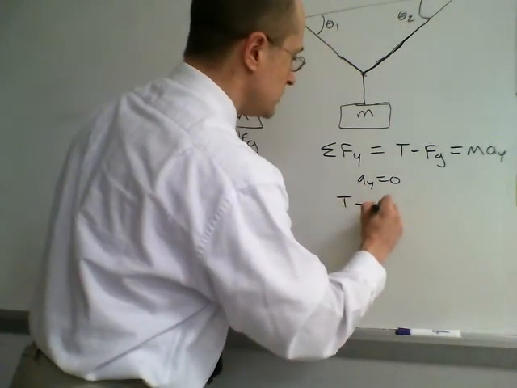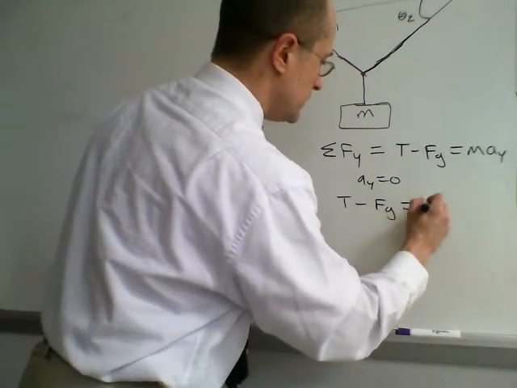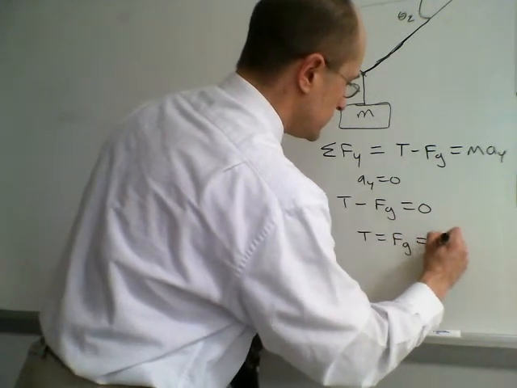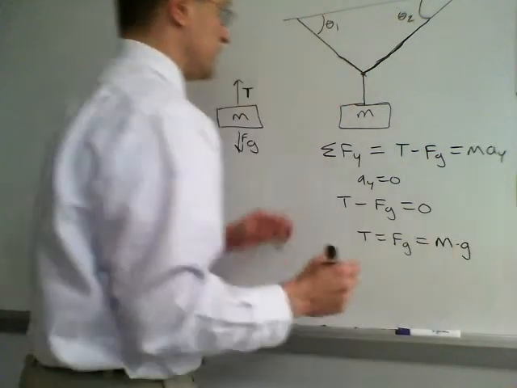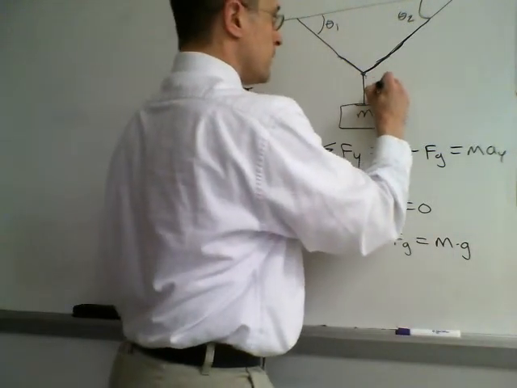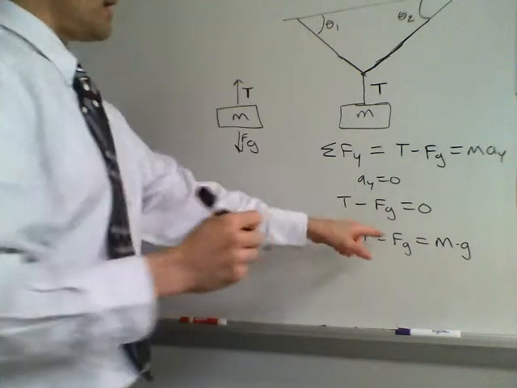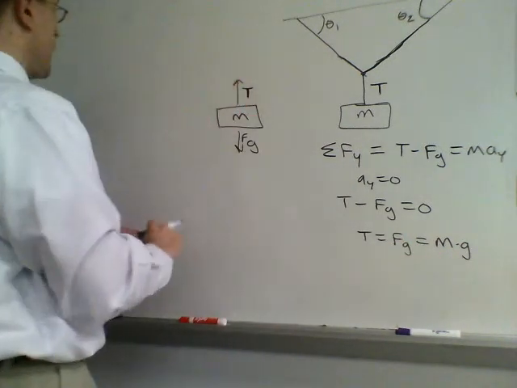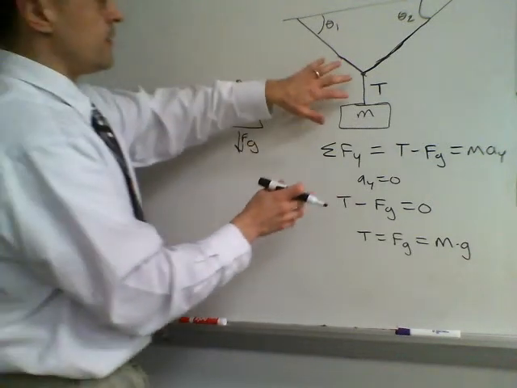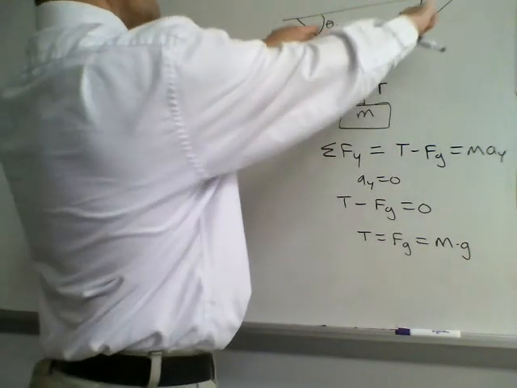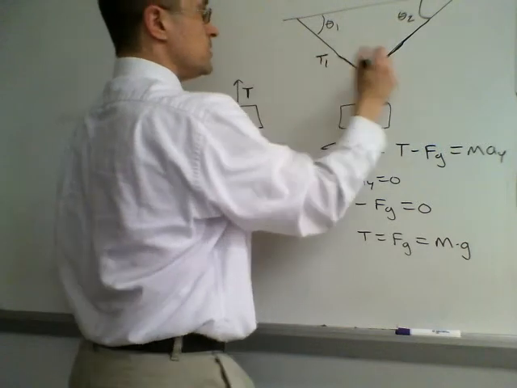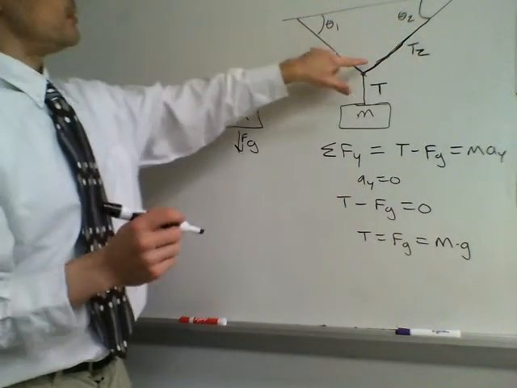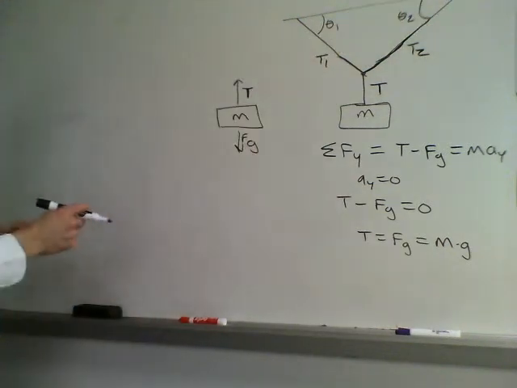So tension minus F_G equals 0, or tension equals F_G, which is just the mass of the block times gravity. So the tension in this cable has to equal mg. That's what's going on with the block. Now that we know this tension, we need to find the tension beneath. We'll call this tension 1 and that tension 2, a tension in this cable and a tension in that cable.